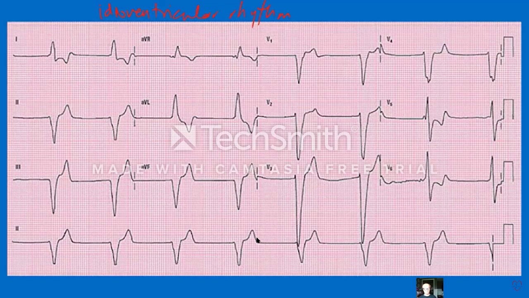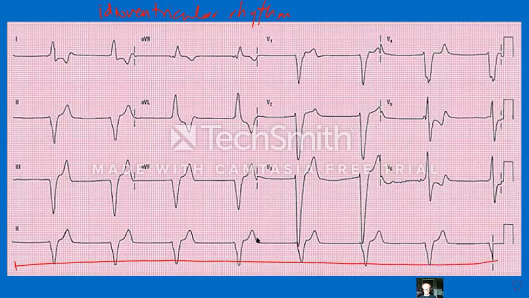Well, what's our rate here? To determine the rate, we can look either at the thick lines or we can get an approximate by knowing the duration of the EKG is 10 seconds. If we multiply that by 6, we get 60 seconds, which is 1 minute. So if we count the number of QRS complexes going across the EKG and multiply that by 6, we can get an approximate of the rate. Okay, so let's do that.